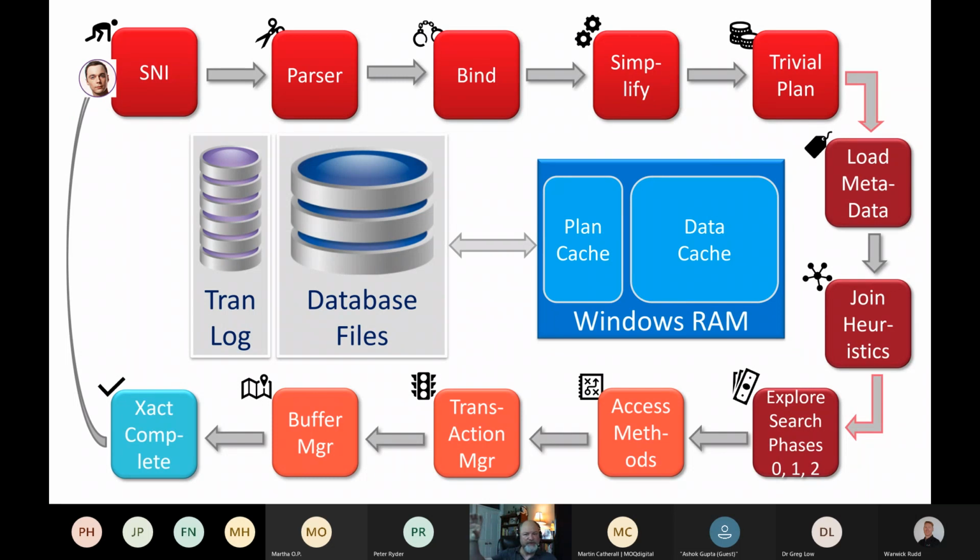So he starts out at these little small buildings, checks the parser, the binder, the simplification. Maybe it's a trivial plan. If it's not, then we've got to load the metadata, do some join heuristics, and then we do the 3 steps of the query optimizer. Query optimizer then takes us over to the storage engine, where it figures out the access methods. It figures out the best way to get to the records to lock them. And if it's a write operation, it hardens the transaction to the transaction log. And the buffer manager takes care of all of the movement of the data between the database files and the data cache. Okay.